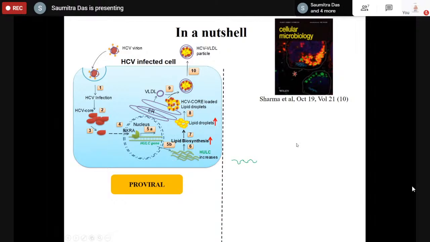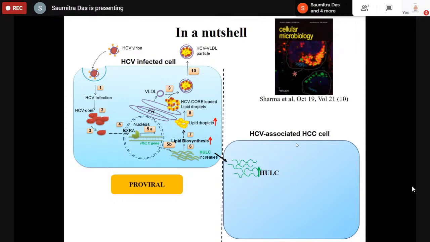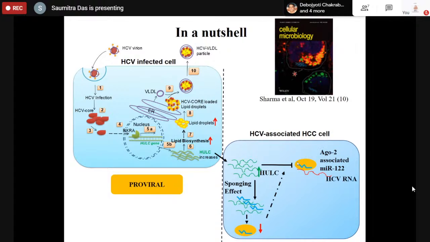And we also studied the proviral activity. Another thing that we found is that hosts also have an antiviral activity for that. They keep the HULK under check. There is microRNA 122 which sponges HULK and somehow prevents the HULK activity, and that's how they maintain the replication in a low profile, and that leads to the establishing of chronicity, and that ultimately contributes to the development of the hepatocellular carcinoma.